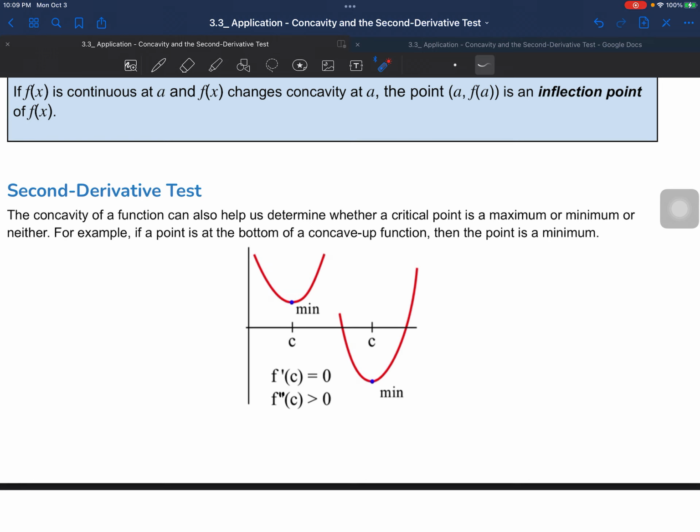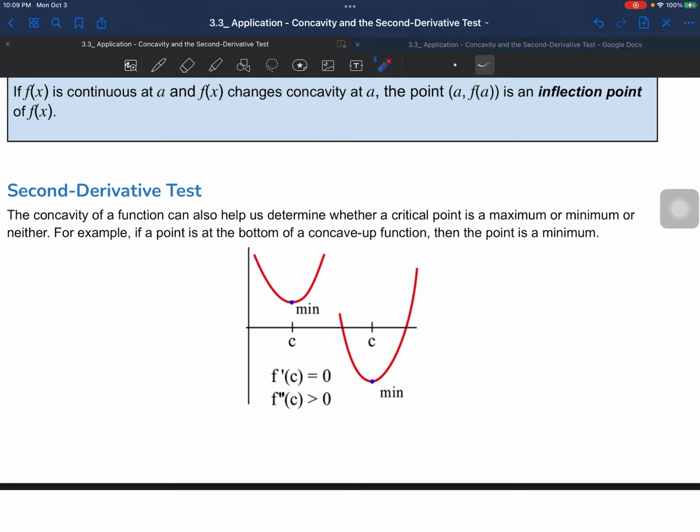The second derivative test is another process that we can use to find local max and local min. That is because, let's say you have a critical number. We know that critical numbers are where you may have a local max or local min. But if we know that critical number happens to be on a concave up, then by logic that needs to be a local min.